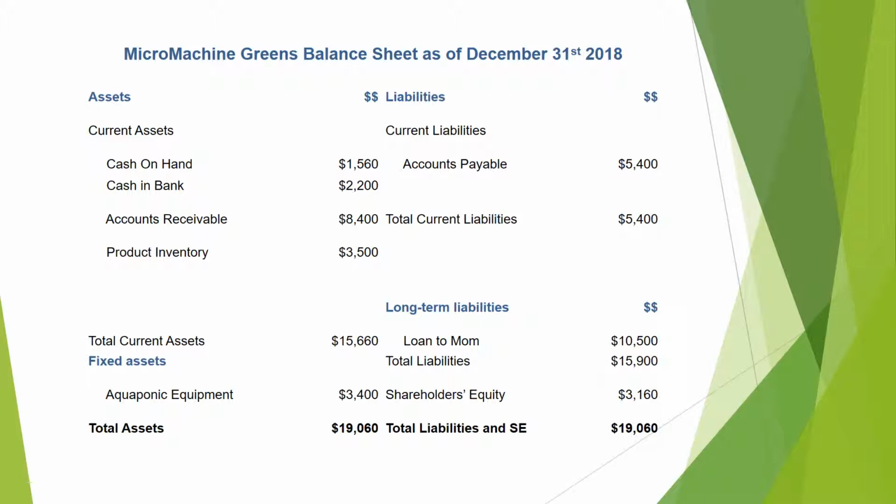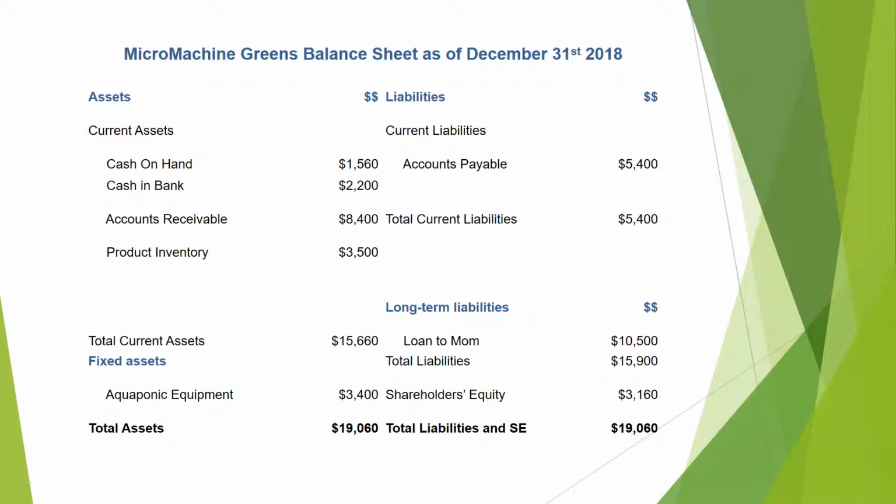All right, so we have cash on hand, about $1,500. Then we've got cash in the bank, $2,200. Then we've got accounts receivable. So this is a good term to know. Accounts receivable is money that people owe you. It's just a fancy way of saying, hey, people owe me money. So this is the total amount of money that's due to you.